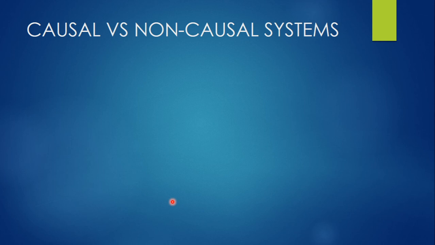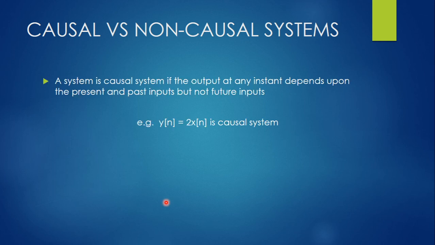Causal and non-causal system. This is another categorization. A system is a causal system if the output at any instant depends only upon the present and the past input, but not the future. y[n] = 2x[n] depends only upon the present input. So this system is your causal system.